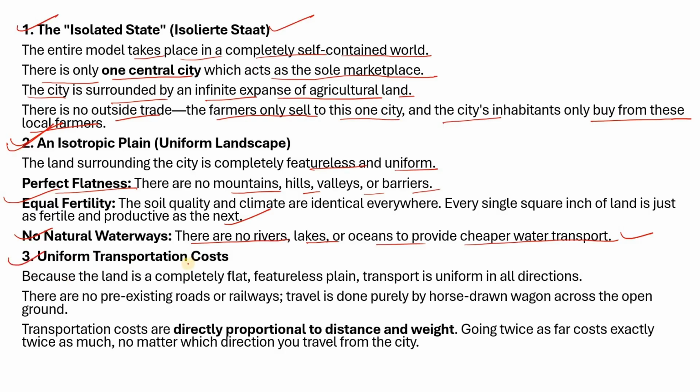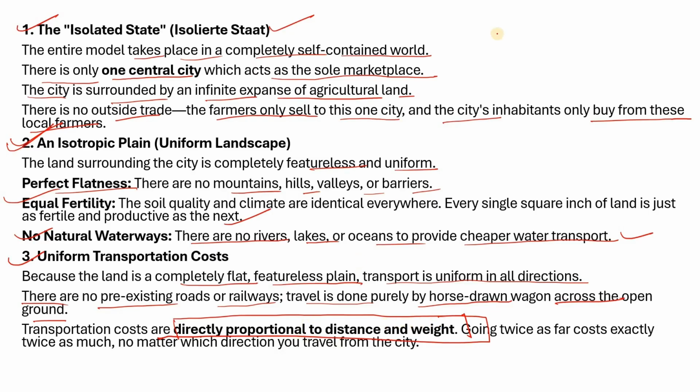And assumption number 3, uniform transportation costs. Because the land is a completely flat, featureless plain, transport is uniform in all directions. There are no pre-existing roads or railways. Travel is done purely by horse-drawn wagon across the open ground. The transportation costs are directly proportional to the distance and weight. You have to keep this in mind. This is an important statement in the assumption. Directly proportional to the distance and weight.